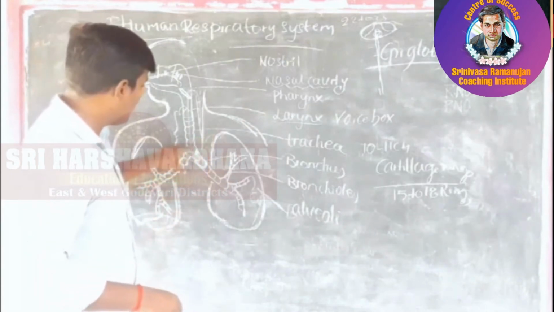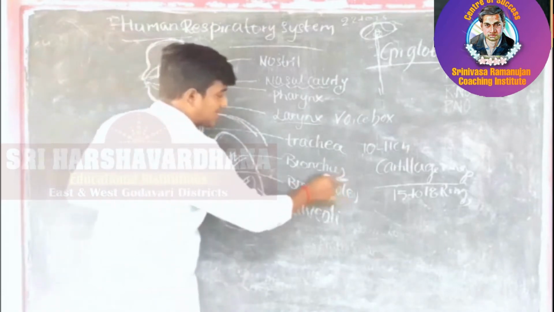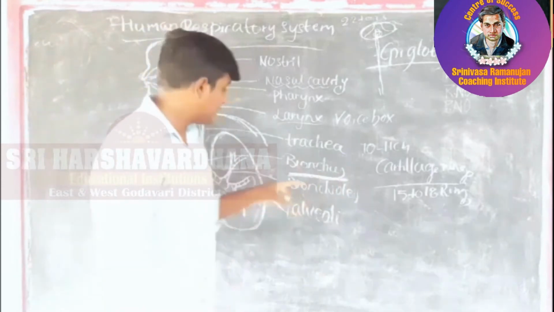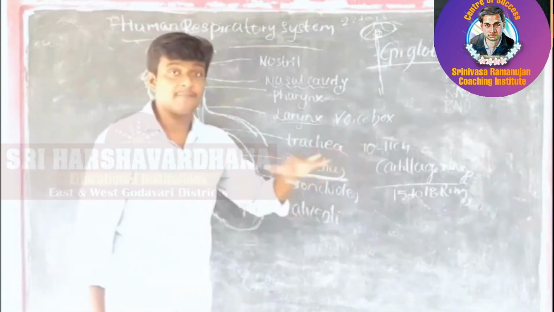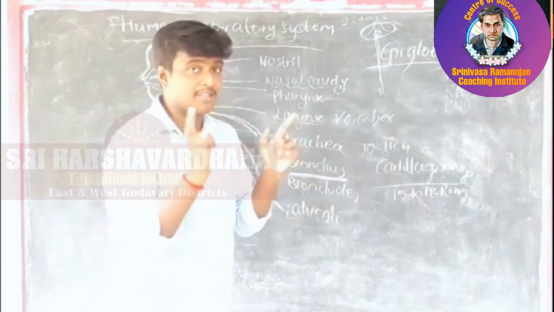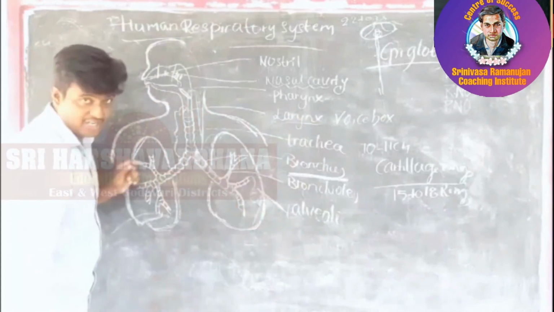When the trachea is separated into two branches, we call them a bronchus. And these bronchi are also made up of cartilage rings. You know why: cartilage rings protect them from collapsing. So each bronchus will lead into each lung.